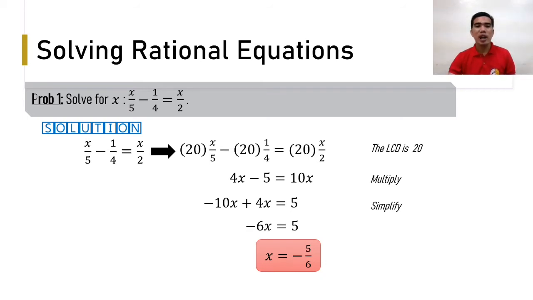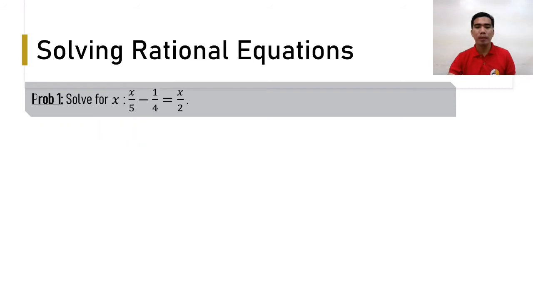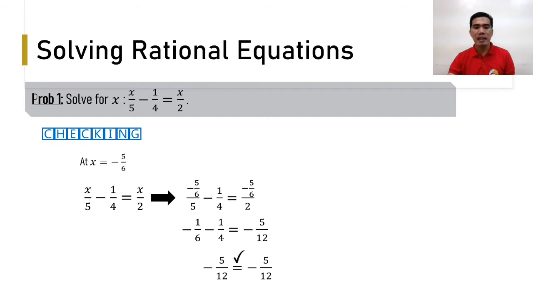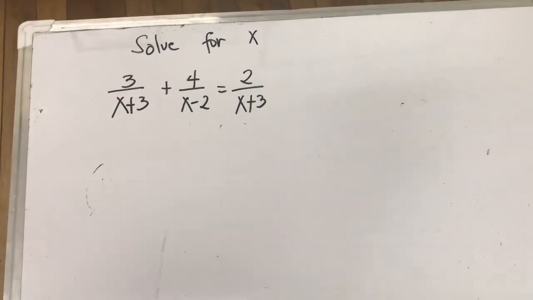Okay, let's proceed now to another example. But before we proceed, let's try to observe first if we try to check if our answer is correct. So, yung gagawin lang natin is substitute sa ating equation, whatever the value of our variable. So, ayan. So, kung mapapansin natin, equal yung result, meaning negative 5 over 6 is the value of our variable x.